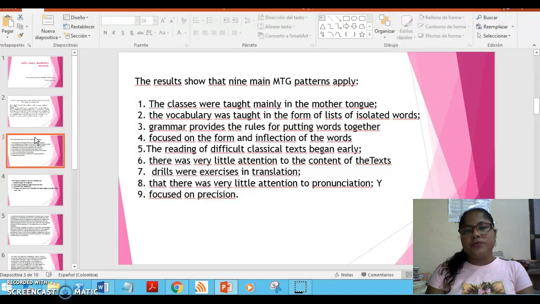The classes were taught mainly in the mother tongue. The vocabulary was in the form of lists of isolated words. Grammar provides the rules for putting words together, with a focus on the form and inflection of the word. The reading of difficult classical text began early. There was very little attention to the context of the text. Drills were exercised in translation. There was very little attention to pronunciation. Focus on precision.